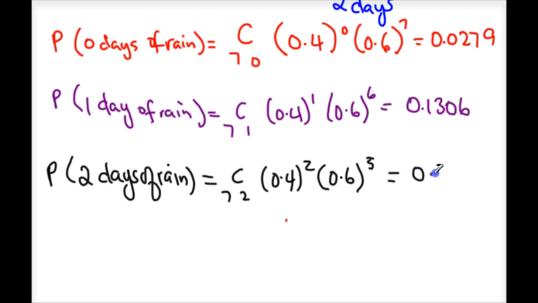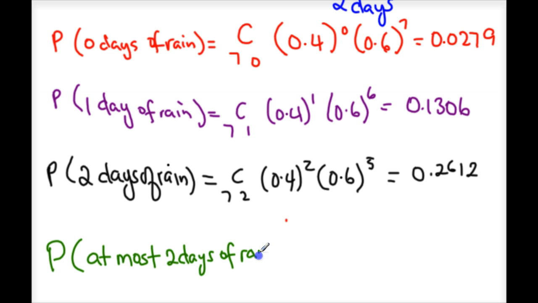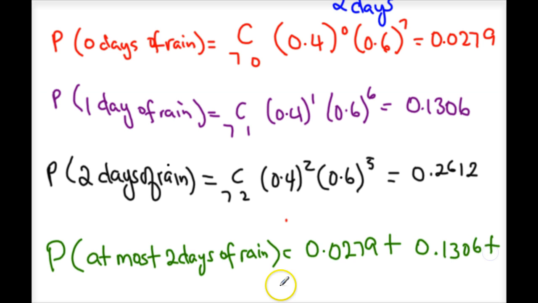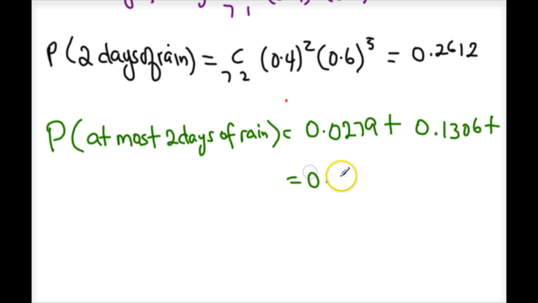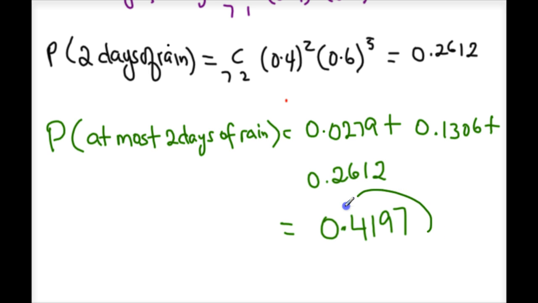This will give me 0.2612. Then we need to remember, so the probability of at most 2 days of rain will be 0.0279 plus 0.1306 plus 0.2612, which is equal to 0.4197. And this will be the probability that it will rain at most 2 days.